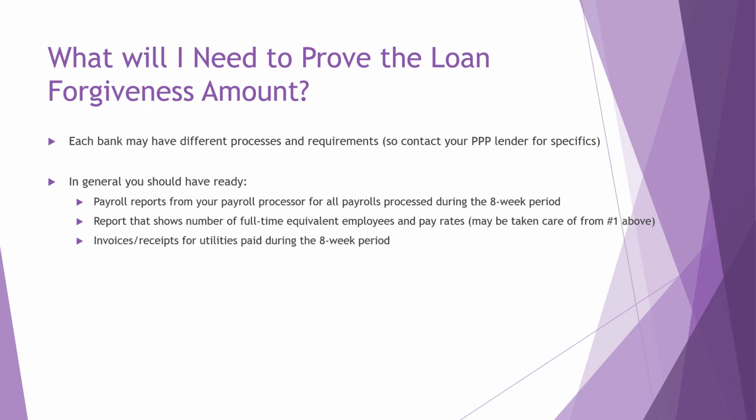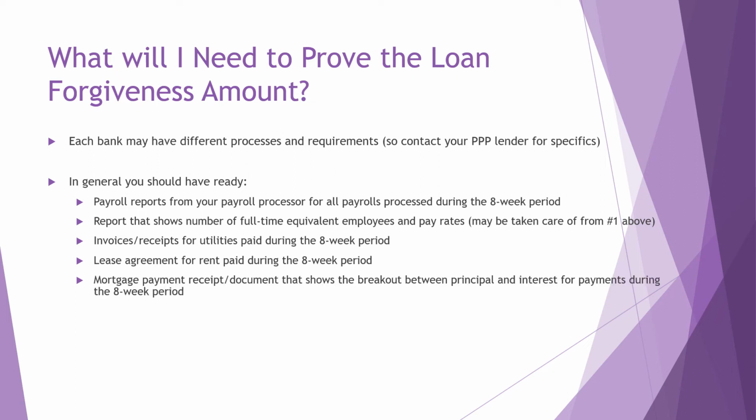If it doesn't show it, you'll need another report that shows the number of full-time equivalent employees as well as their pay rates. That will be part of that potential reduction amount that they need to look at. You'll want to have your invoices or receipts for utilities paid during that 8-week period. You'll want to have the lease agreement ready for your rent that was paid during the 8-week period. That should prove out, again, that you had it before February 15th.